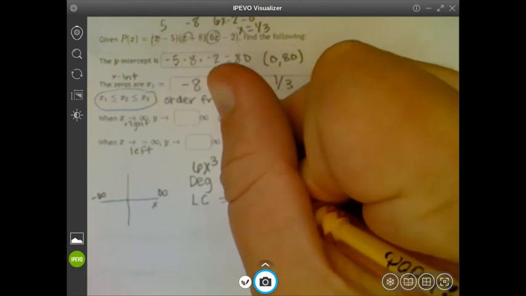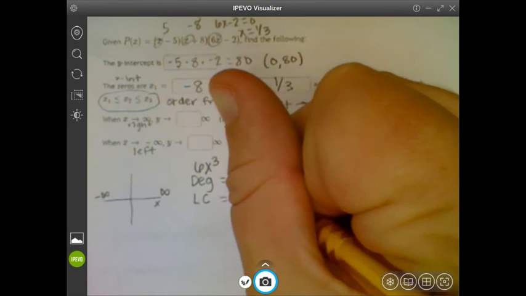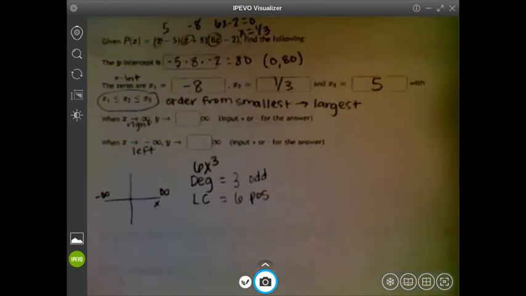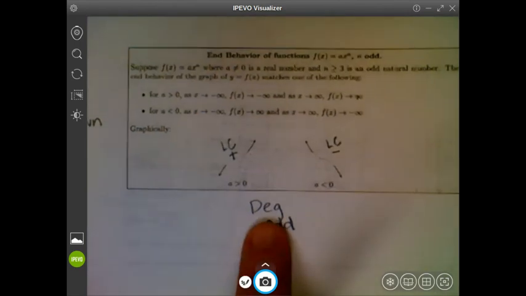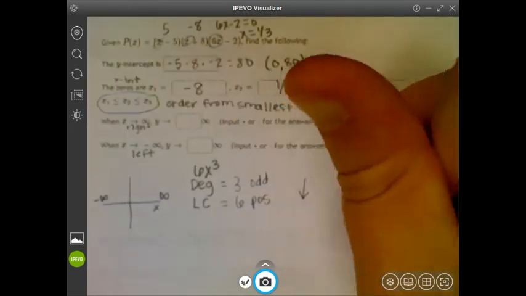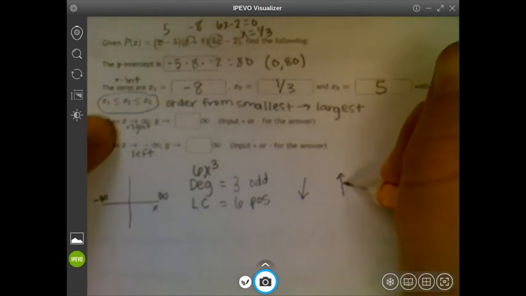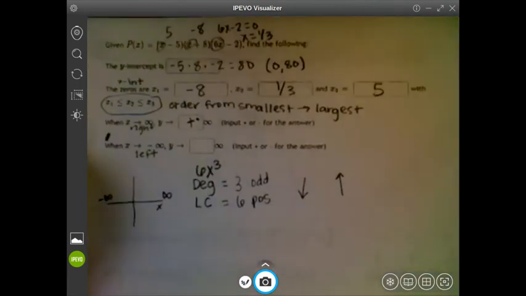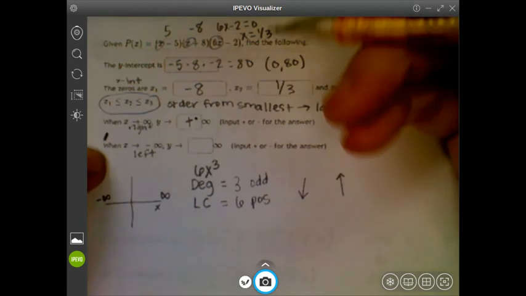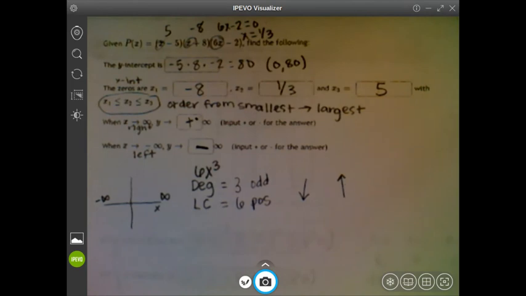So the degree is 3, which is odd. The leading coefficient is 6, which is positive. And if you need to flip back, I have it right here. Degree is odd, leading coefficient positive. It's down on the left, up on the right. So it's going down over here, up over here. So on the right, it's going to positive infinity. And then on the left, it's going down. So that would be a negative infinity.